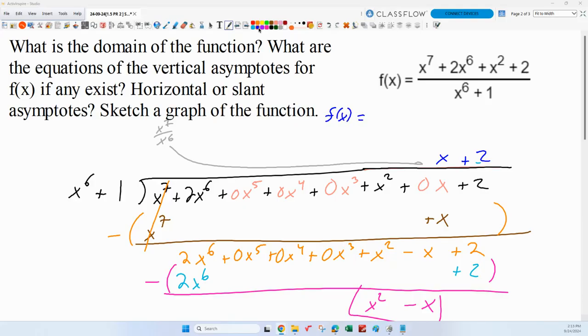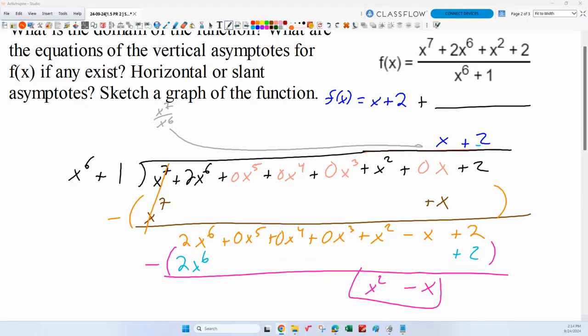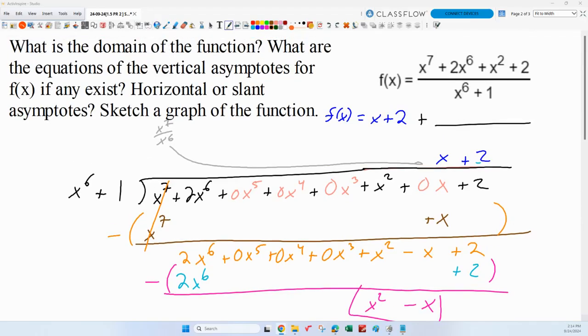So then this whole thing, f of x, is really just equal to x plus 2 plus x squared minus x over my denominator, x to the 6th plus 1.